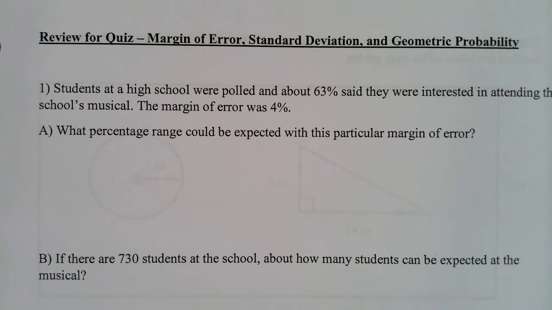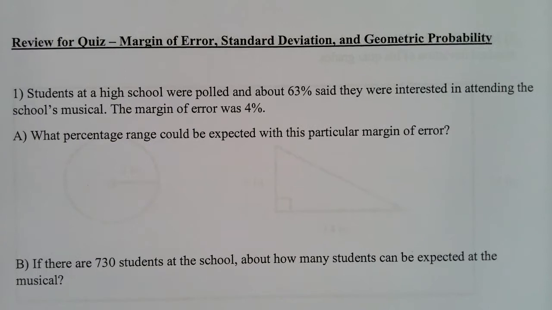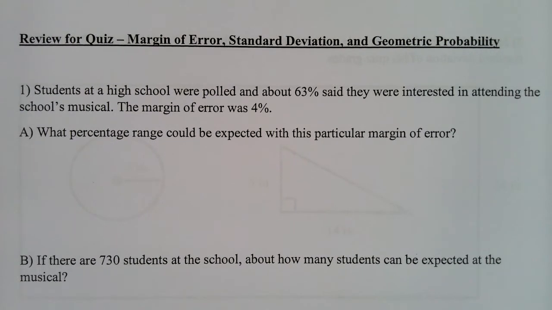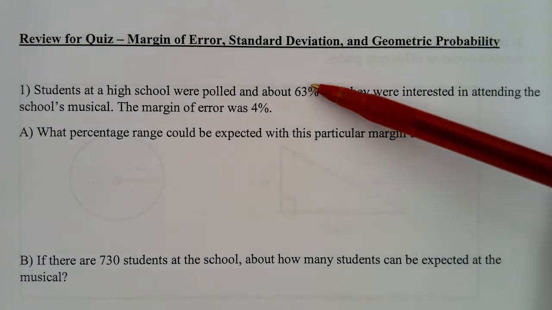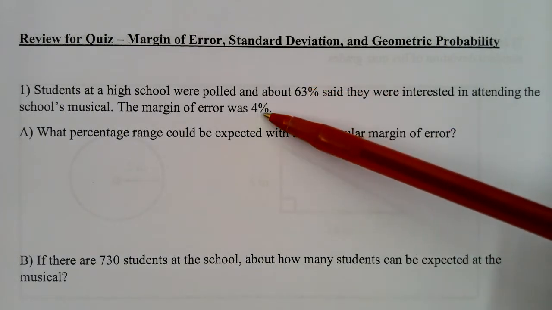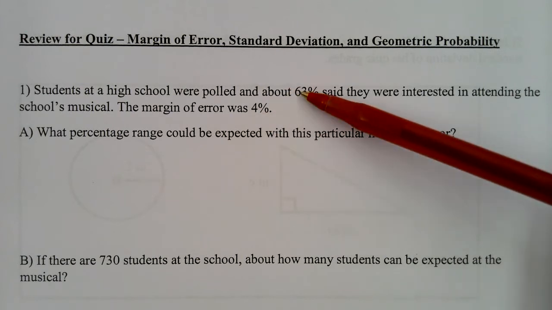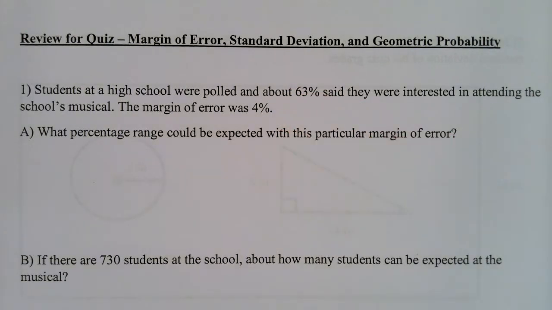So number 1 says students at a high school were polled, and about 63% said they were interested in attending the school's musical, and the margin of error was 4%. What percentage range could be expected with this particular margin of error? So what you're going to do is take 63%, subtract the margin of error, and then take 63% and add the margin of error.